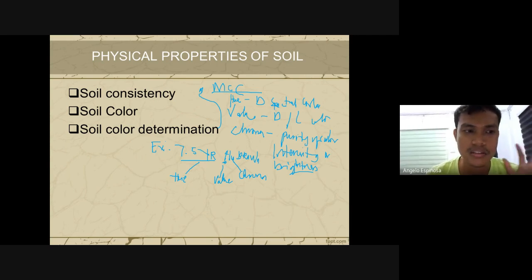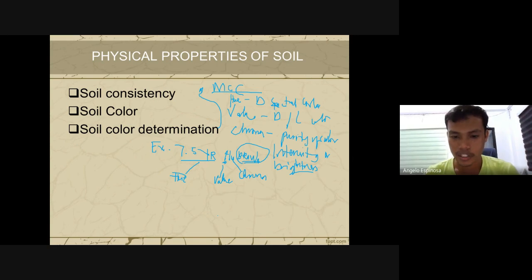So always remember that the soil color of moist soils is centered on the brown. So the most dominant soil color of the lower soil horizon, for example, is either brown, reddish brown, yellowish brown, or dark brown. Basta nasa brown siya. So that is physical properties or soil color determination. I-try nyo rin po yan. Meron yan sa color chart, yung book na ginagamit.